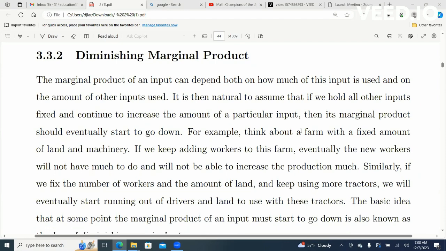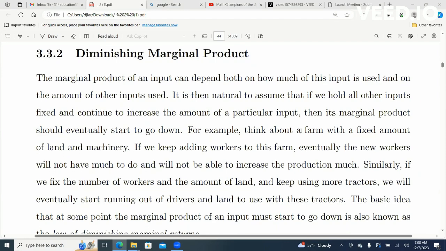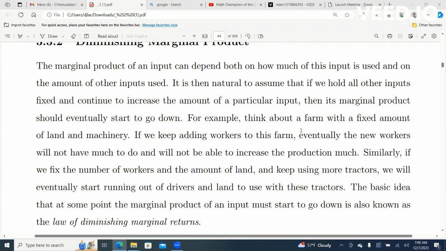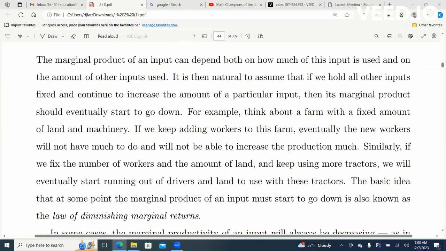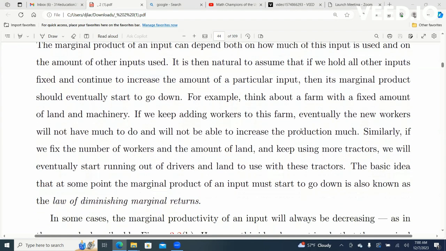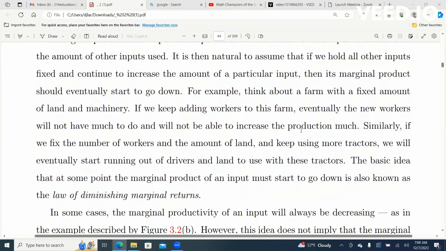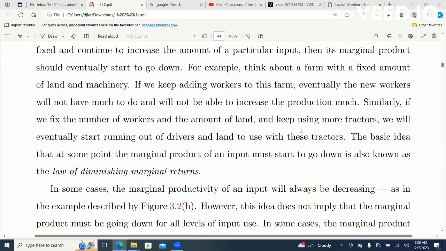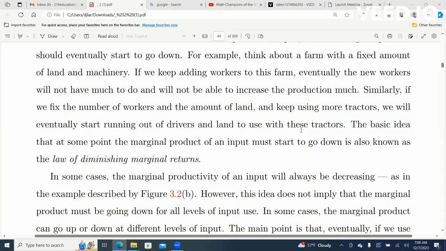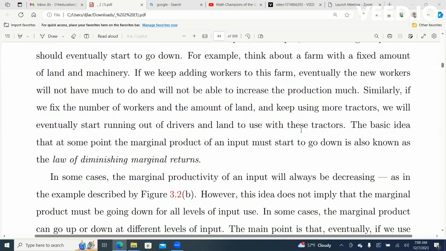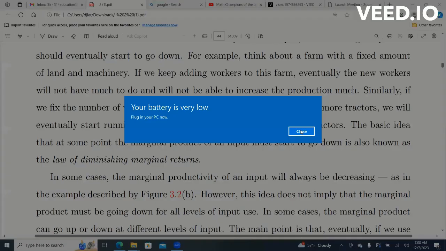So, diminishing marginal product. The marginal product of an input can depend both on how much of this input is used and on the amount of other inputs used. It is then natural to assume that if we hold all other inputs fixed and continue to increase the amount of a particular input, then its marginal product should eventually start to go down. For example, think about a farm with a fixed amount of land and machinery. If we keep adding workers to this farm, eventually the new workers will not have much to do and will not be able to increase the production much.